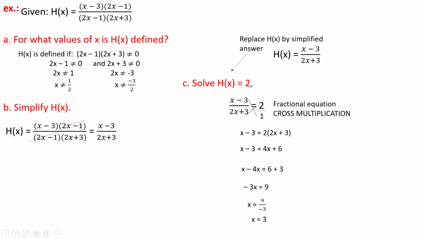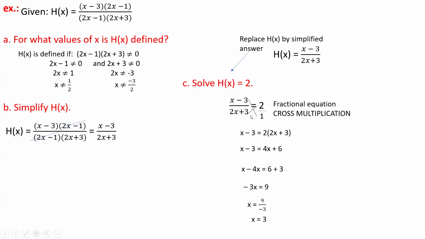Now solve h of x equal to 2. Which h of x do I replace here? I replace h of x with the simplified answer. So instead of h of x, I write x minus 3 over 2x plus 3 equal to 2. This is a fractional equation. We used to solve this before. Since the first side is a fraction, I should write the second side as a fraction. I write it 2 over 1.